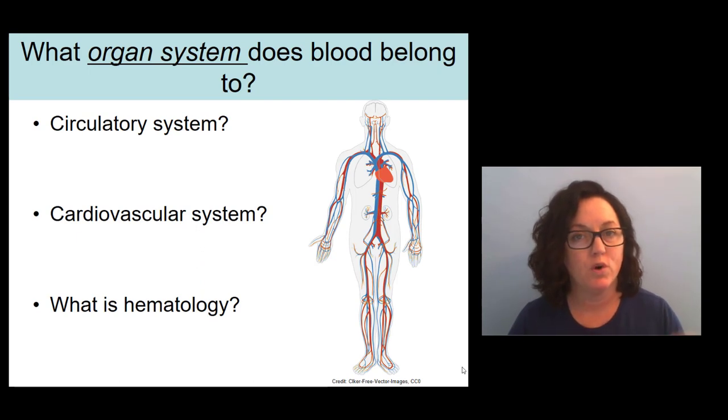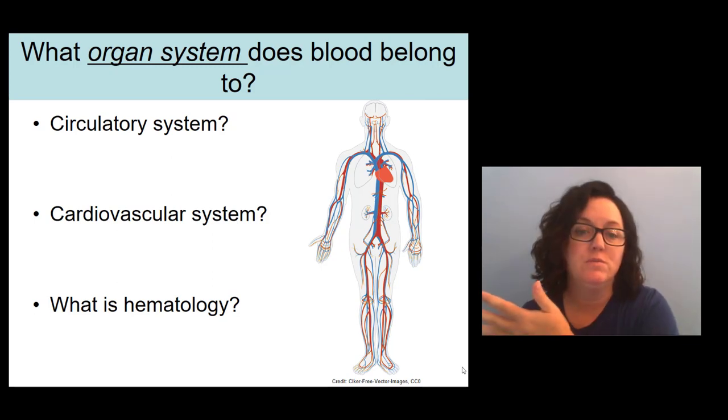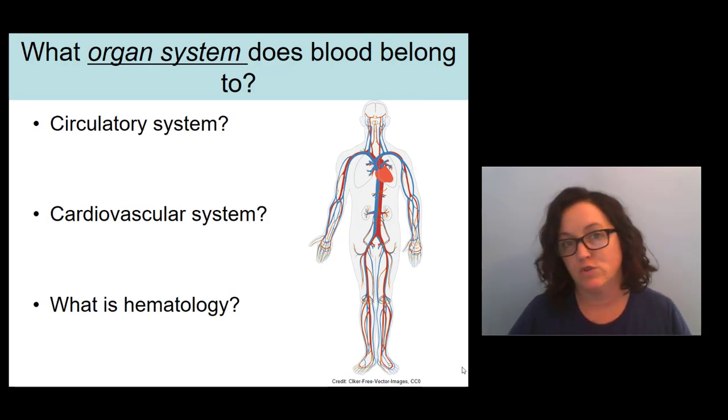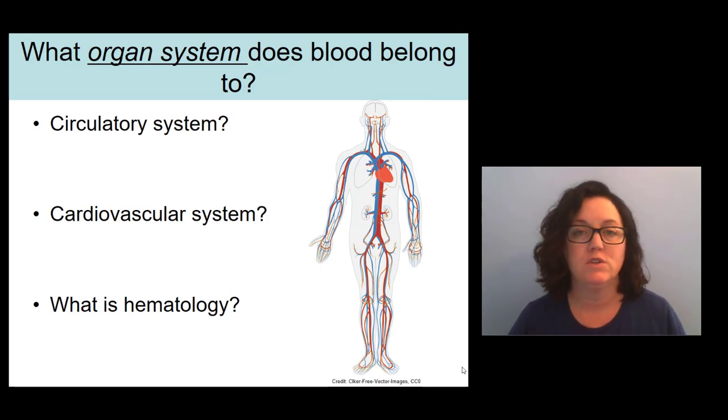But first, what organ system does blood belong to? Does it belong to the circulatory system? Does it belong to the cardiovascular system? So we need to know what those two terms mean first. Circulatory system refers to the heart, blood vessels, and blood, whereas the cardiovascular system refers to just the heart, cardio, and blood vessels, vascular. So technically blood belongs to the circulatory system. However, most people use the terms circulatory system and cardiovascular system interchangeably.